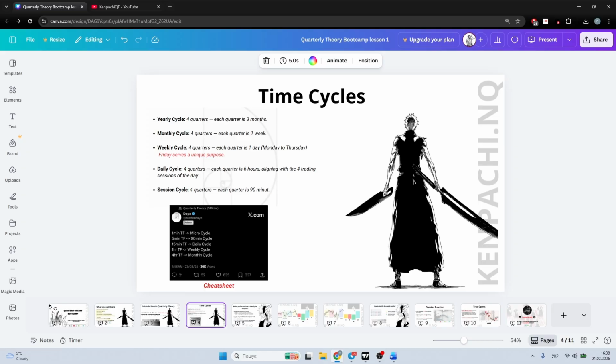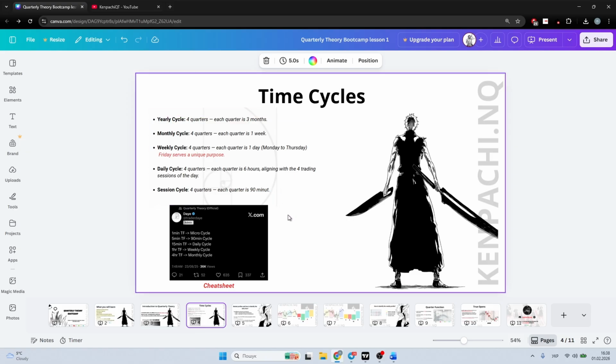So yeah, the next one is daily cycle. 4 quarters, each quarter is 6 hours long, aligning with the 4 trading sessions of the day. Session cycle is the same as 90-minute cycle. You can call it whatever you like more, but I call it session cycle. 4 quarters, each quarter is 90 minutes long. And also you have the microcycle, which is the same 4 quarters. Each quarter is 22.5 minutes long.